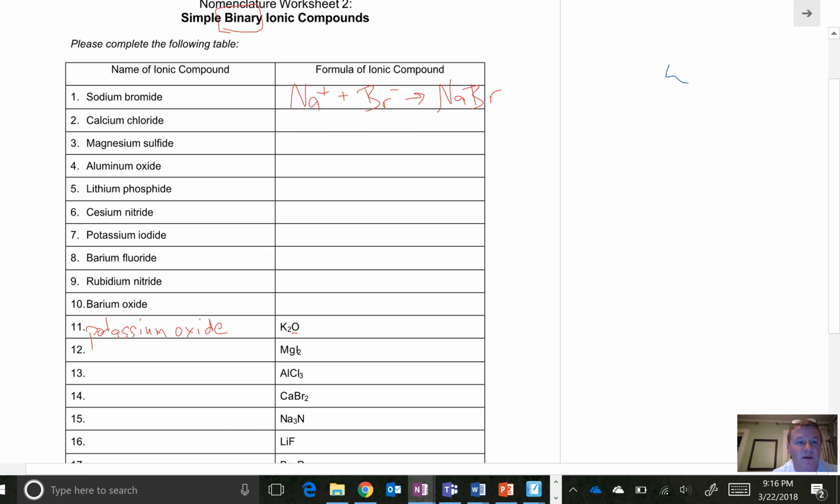Hopefully, this got you going on your way, and the next video we'll pick back up with elements that have polyatomic ions in there, and then we'll progress to transition metals with multiple charges.